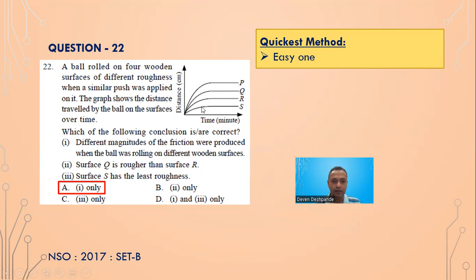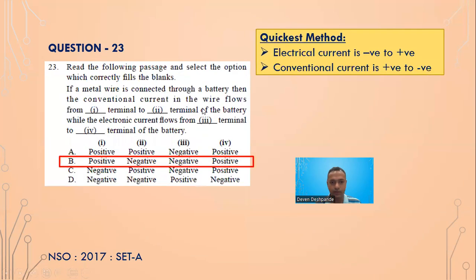Here it traveled only this distance within this minute. So S is the roughest. But which is the smoothest? Smoothest is P, right? Because it traveled the greatest distance in the shortest time. So P was the smoothest and S was the roughest, isn't it? Surface Q is rougher than surface R. No, surface Q is actually smoother than surface R, because on surface Q it traveled more distance, isn't it? And surface S has the least roughness, which is actually false, because S is the most rough, because in this time it has covered only this much distance.